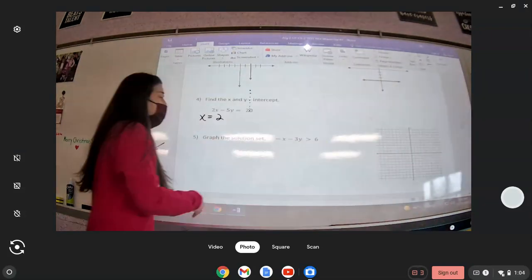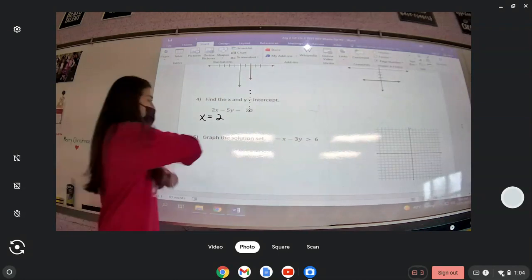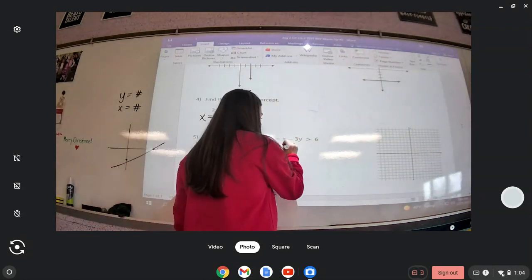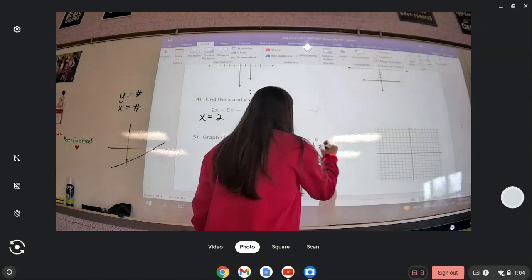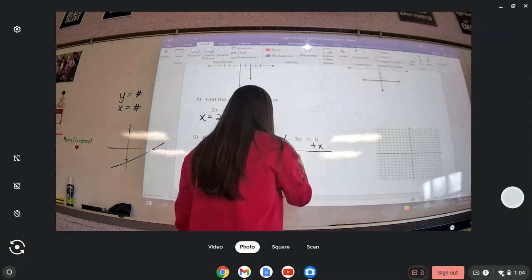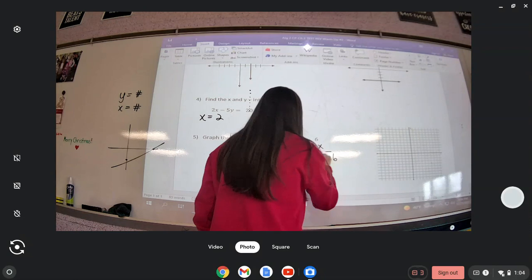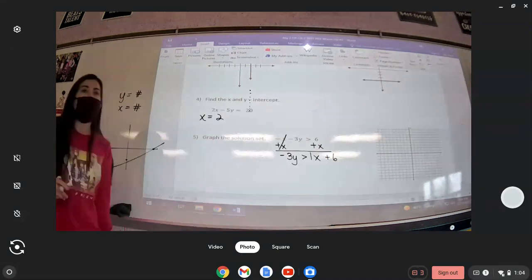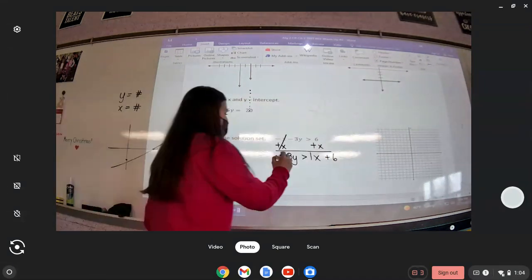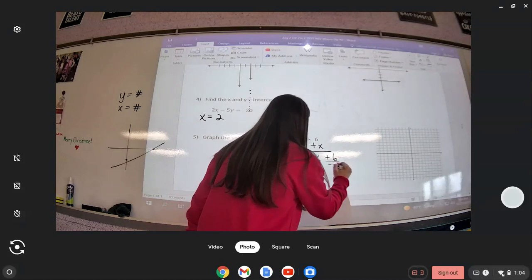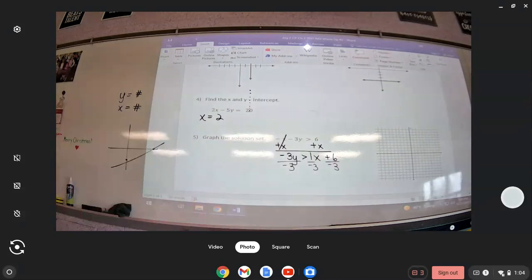Watch your solid and dashed lines. If we're gonna graph, we have to get y by itself. I like to put a 1 in front of x so I can see who I'm dividing. Speaking of dividing, you're solving an inequality. Sometimes you gotta flip your symbol.